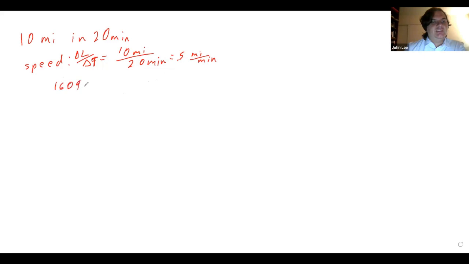each of these like a variable. So 1,609 meters is equal to 1 mile. And 1 minute is equal to 60 seconds. So you relate these variables to each other.